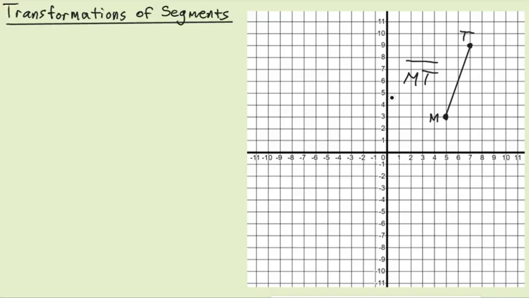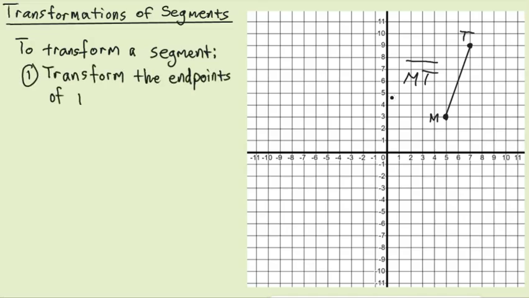So let me give you a very basic two-step procedure for transforming segments. To transform a segment, first you're going to transform the endpoints of the segment. For example, over here, the endpoints are point M and point T. You would ignore the rest of the segment and just focus on point T. If you're reflecting it, you'll reflect point T because you already know how to do that. You saw my video on transforming points. If you're going to rotate it, you're going to take point T and rotate it 90 degrees, 100 degrees, whatever, or translate it.